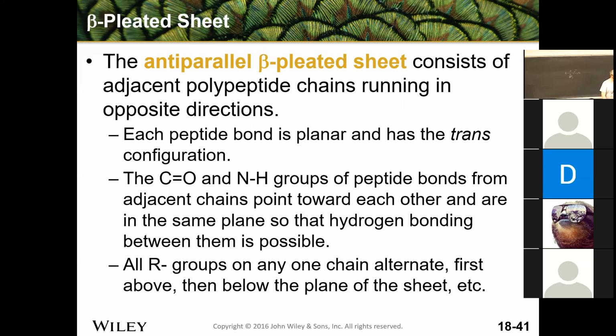Okay, the other type of secondary structure is the anti-parallel beta-pleated sheet. Okay, this consists of adjacent polypeptide chains running in opposite directions. Each peptide bond is planar and has the trans configuration. The CO and NH bonds of peptide bonds from adjacent chains point toward each other and are in the same plane. Okay, all R groups on one chain alternate, first above, then below the plane of the sheet.